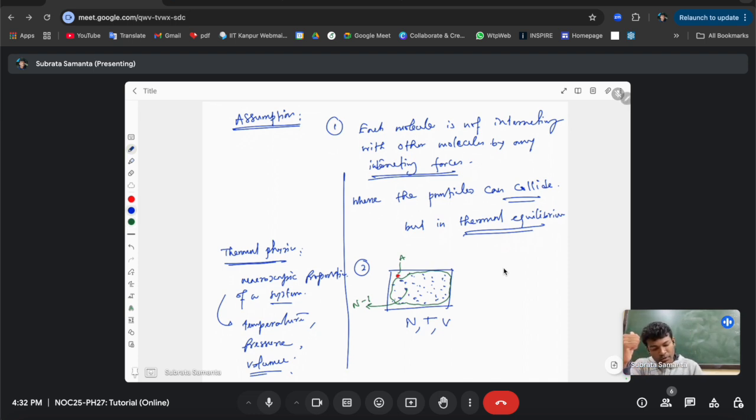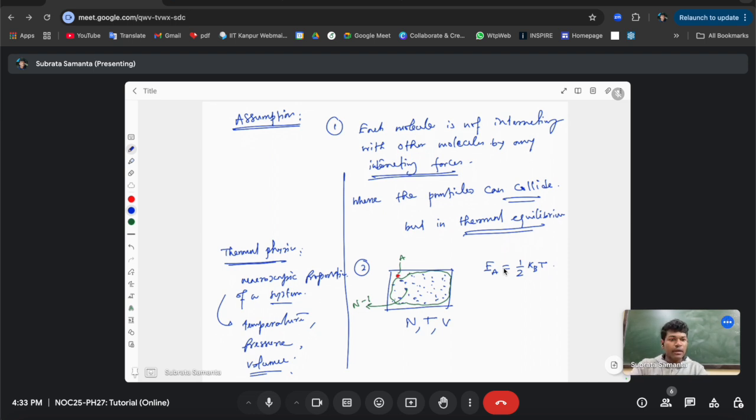So the energy of this molecule A, E_A, is basically half kBT, because T is the temperature of the system, which remains in thermal equilibrium. If I want to say what the energy of this single molecule is, that is half kBT. Similarly, if you consider any other molecule, that is also half kBT.